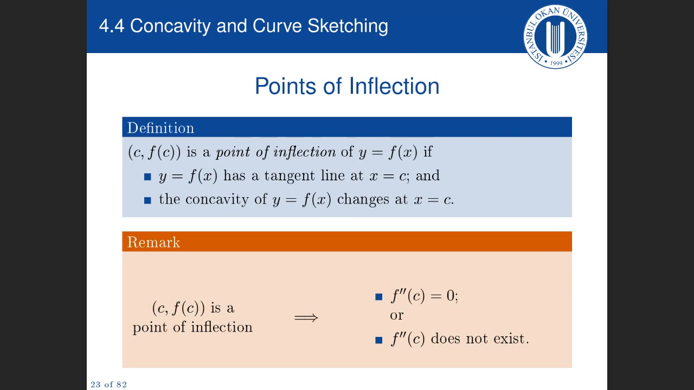Now, if we know that we have a point of inflection, that tells us two things. Either the second derivative of our function is equal to 0, or the second derivative of our function does not exist. Or to say this another way, if we're trying to find a point of inflection, we start by looking at the places where either the second derivative is 0 or the second derivative does not exist. And then for each one of these, we check, is it a point of inflection?